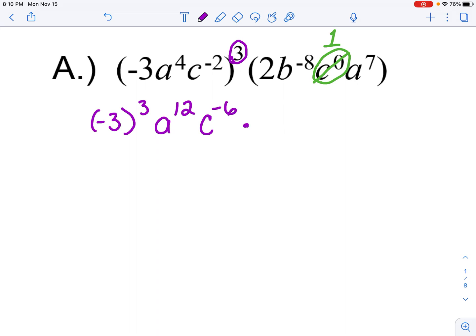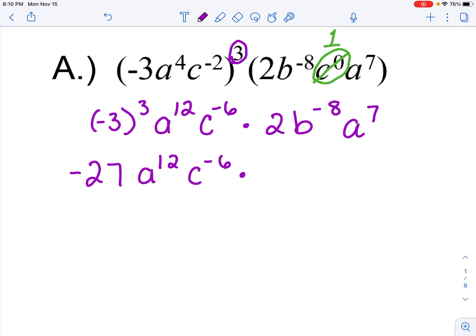All right, and then I can get rid of that extra set of parentheses over there because there's nothing to distribute. I can just make this 2b to the negative 8 and then a to the 7. Okay. Again, this is one path. This is not the only path to the answer. The next thing I'm going to do is simplify that negative 3 to the 3rd. Remember, that's negative 3 times negative 3 times negative 3. 3 negatives is still a negative. This is negative 27. And then I've got a to the 12th, c to the negative 6th, times 2, b to the negative 8th, a to the 7th.